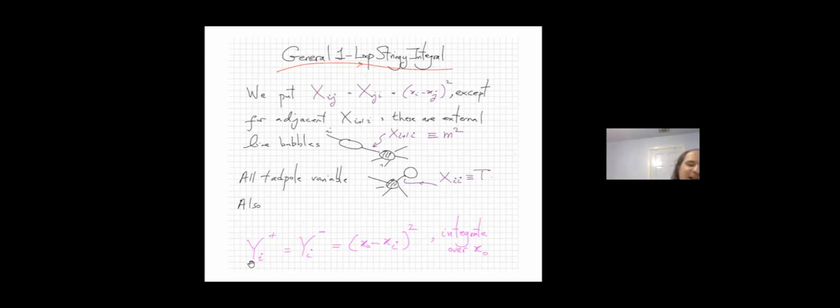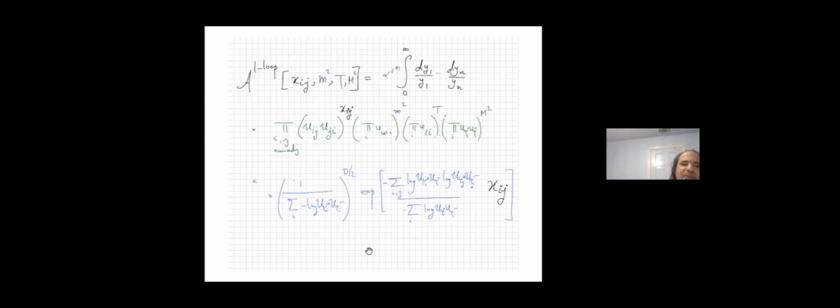Okay. And finally, I will identify the propagators by identifying the plus and the minus variables. I can either write them as loop plus p squared, or in dual variables as x naught minus xi squared. It doesn't matter. But I'm going to integrate over this point x naught. Okay, and after doing that, this is what I get.